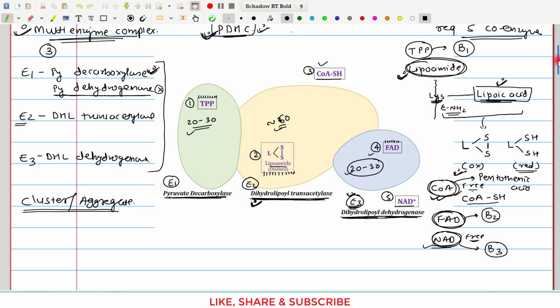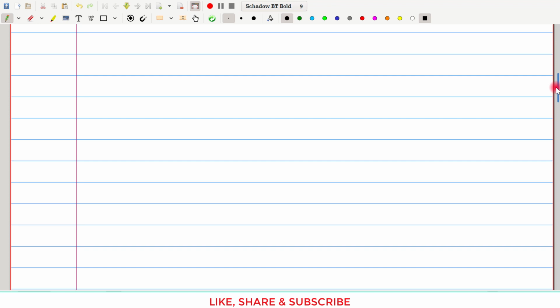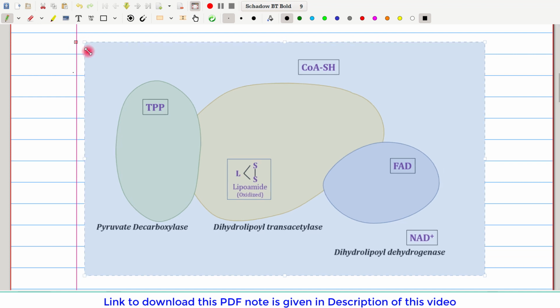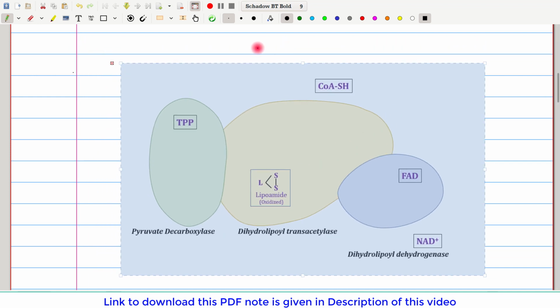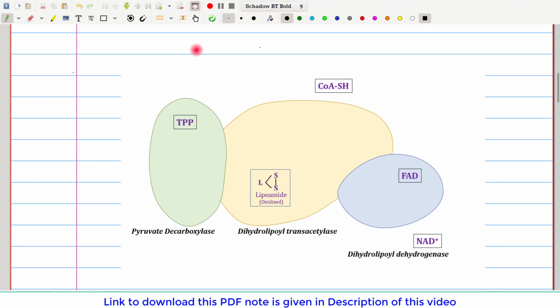So now let us look at the mechanism of action of this pyruvate dehydrogenase complex. And for that, we also need a diagram of this pyruvate dehydrogenase complex, right? See, this pyruvate dehydrogenase complex is located in the mitochondria, right?